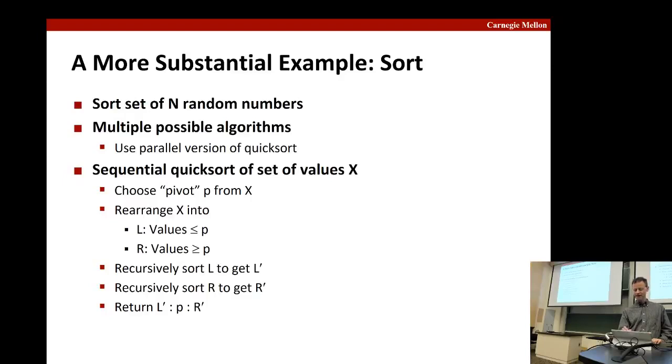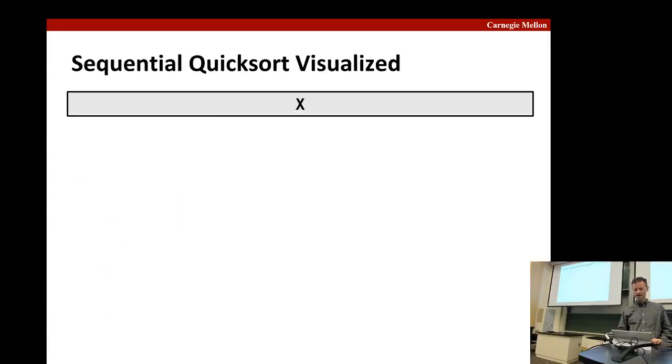You have a set of values. You choose a pivot from that set according to some rule for pivots, and you rearrange such that L is the set of all values less than or equal to the pivot, and R is the set of values greater than or equal to the pivot. Recursively sort L, recursively sort R, and return the concatenation. So it looks like this.